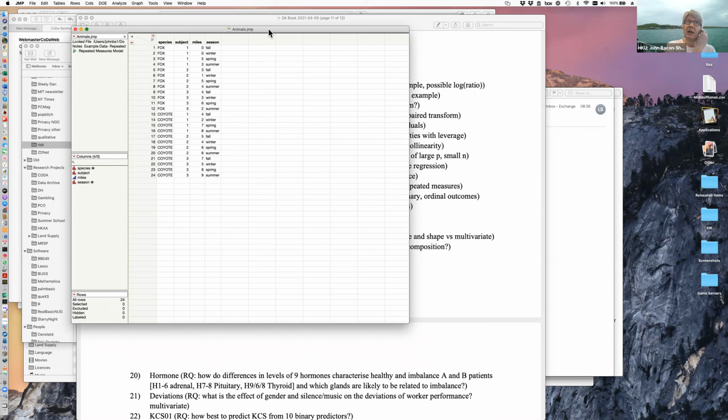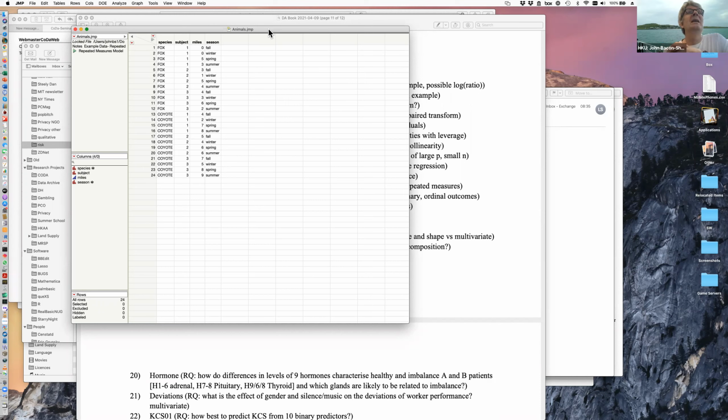The second thing is we have repeated measurements. So we have, for example, for the fox subject one, you will see we have four measurements. We have the measurements taken in fall, winter, spring, and summer. So in other words, we have four seasonal measurements. So this is basically how far does the animal travel in different seasons. Okay, that particular animal.